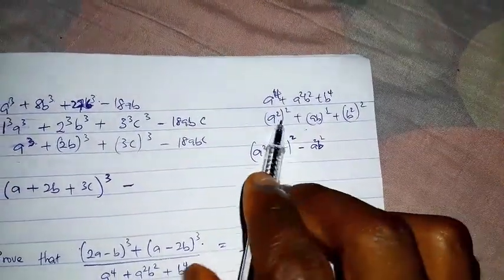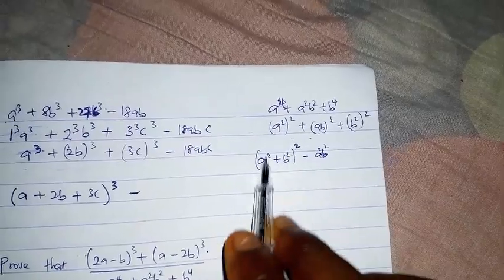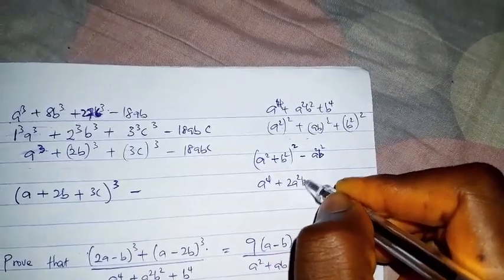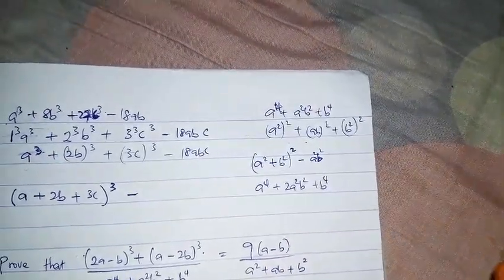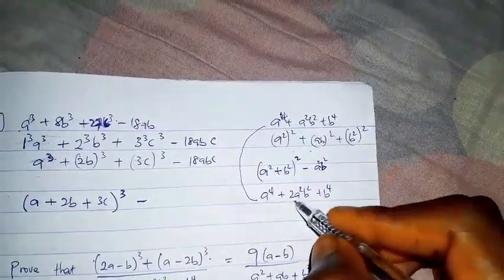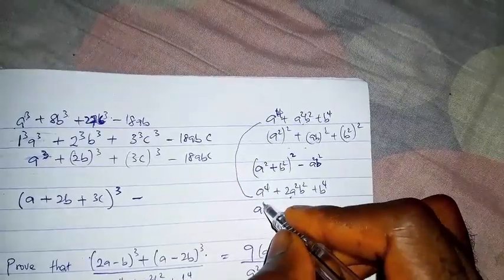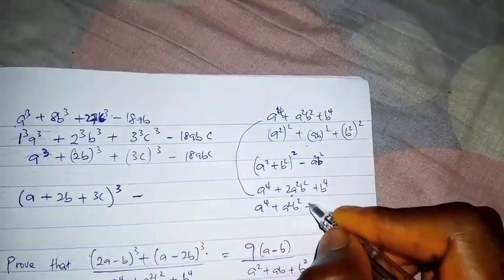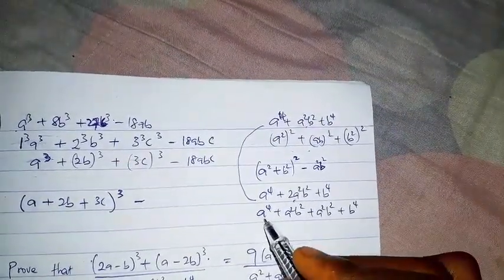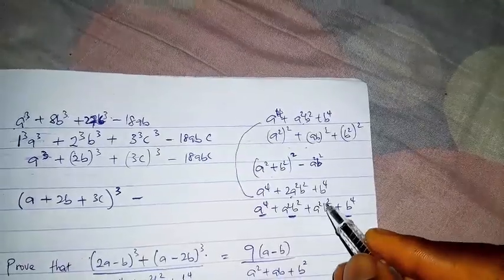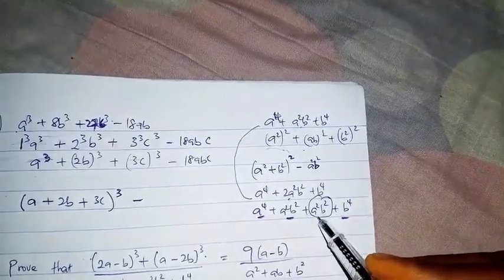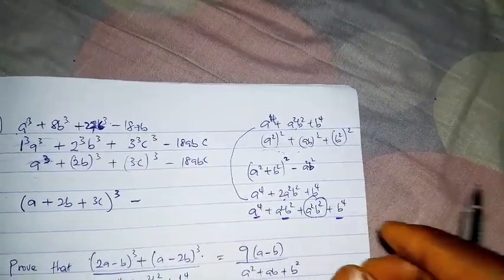So how? From here, if I expand this, what will I get? I'm going to get a raised power 4 plus 2a squared b squared plus b raised power 4. Now what's the difference between this and this? The difference is that this is 2, this is 1. So I can split it by saying a raised power 4 plus a squared b squared plus a squared b squared plus b raised power 4. So if I take this, this, and this, what remains? This remains. So it's this all squared minus what remains, this. So the same thing happens here.